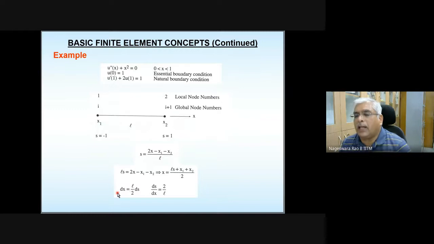A small differential element in the actual element, this is how it relates to the small differential element in the parent element. So you take this relation, and you can write it in this manner. Please note that dx is equal to L by 2 ds, or you can write it as dx divided by ds.